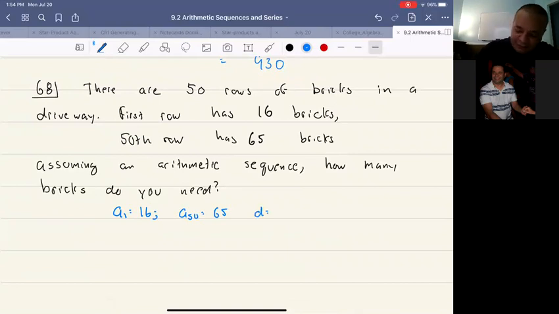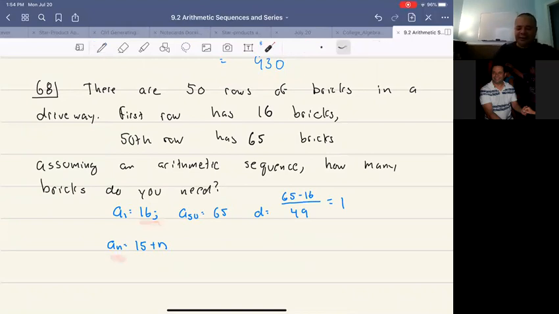Our D is 65 minus 16 divided by 49, which is, it's actually 1, isn't it? 65 minus 16 is 49, divided by 49 is 1. Okay, so our A sub n is actually going to be 15 plus n. Okay, just double check. A sub 1 is 16, A sub 50 is 65.